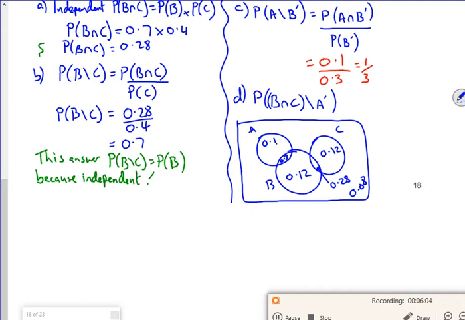Now I want B and C, given that, I'm just choosing out of not A. So B and C and A, not A, sorry, chosen from not A. Because the and bits, the overlap where they are, so B and C is all that part there. So you can visualize B and C as being the bottom bit and the right hand bit. But chosen from not A, so that would be the 0.12 and the 0.28, I think.